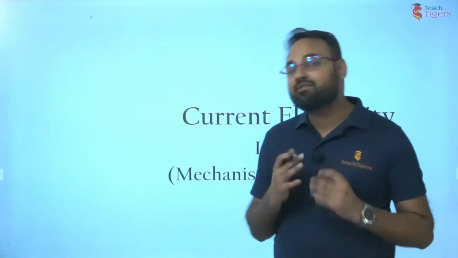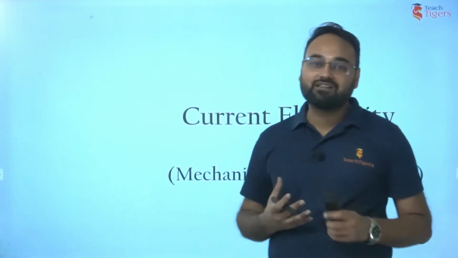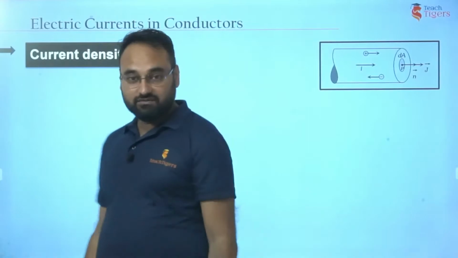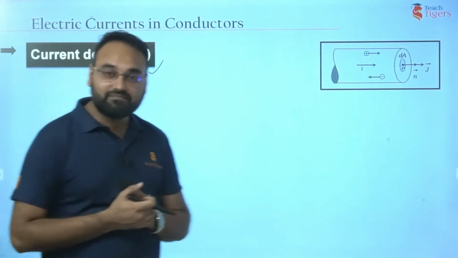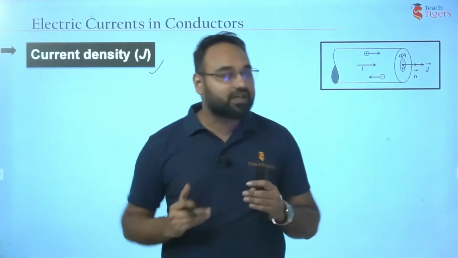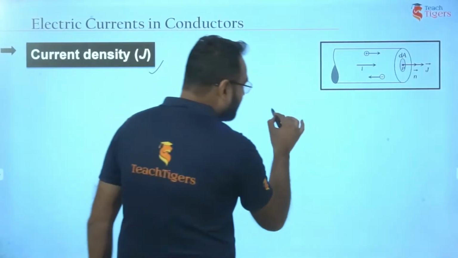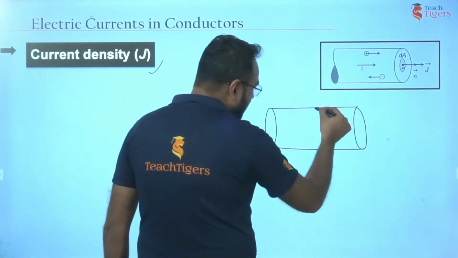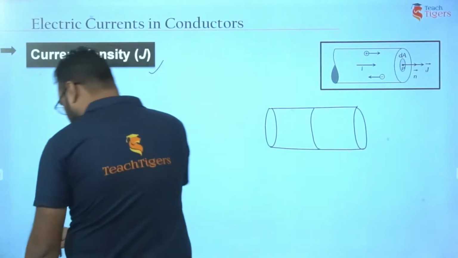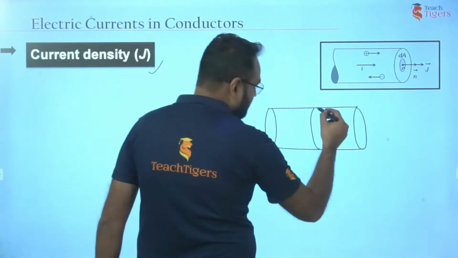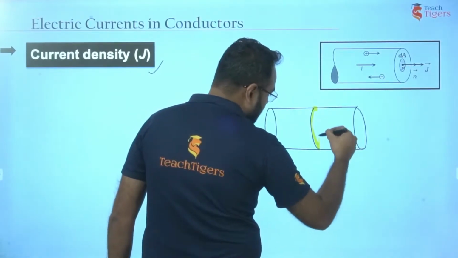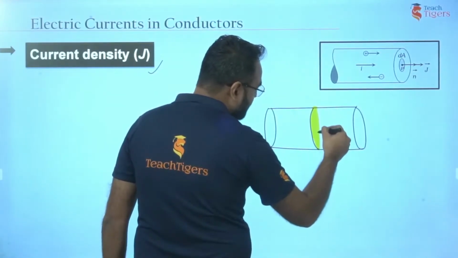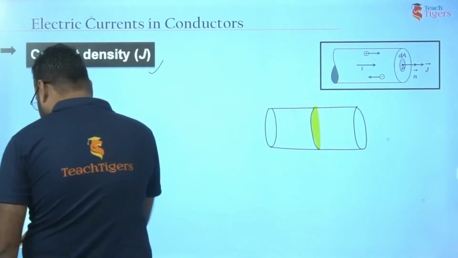Before understanding the mechanism, we have to understand a term called current density. Whenever we talk about current density, it means current per unit area. In our previous session, we have seen that if we have a conductor like this, and I cut a cross section like this, then the amount of charge that passes through this cross-section area in unit time is basically current.